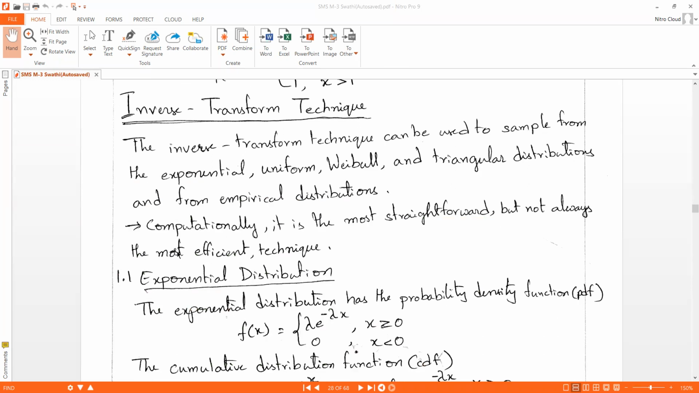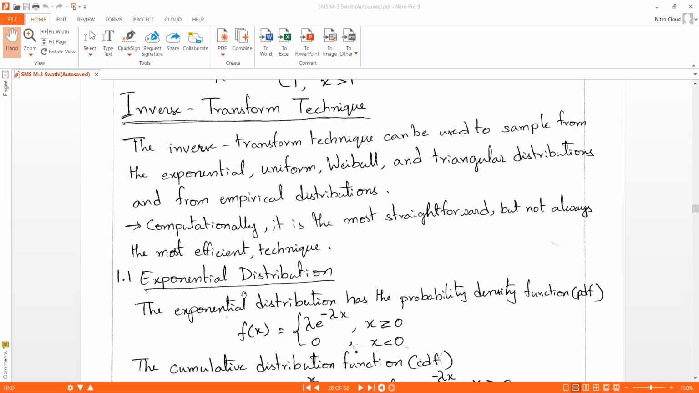We'll see the inverse transform technique. The inverse transform technique can be used to sample from exponential, uniform, Weibull, and triangular distributions, and from empirical distributions.